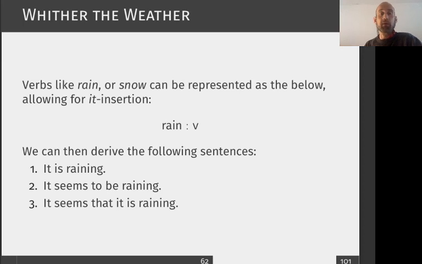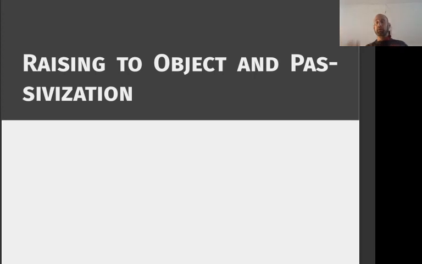Rain and snow, no problem. Rain and snow differ from laugh and die in not selecting for a DP at all. And so in order to have a finite sentence that's going to want something to check its plus k feature, we have to adjoin an it. Okay? So, I went slightly over.